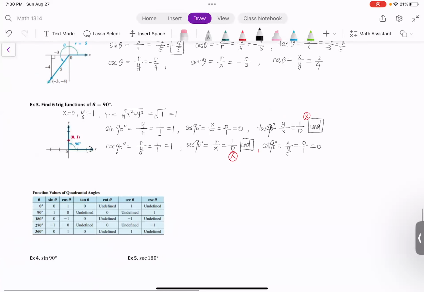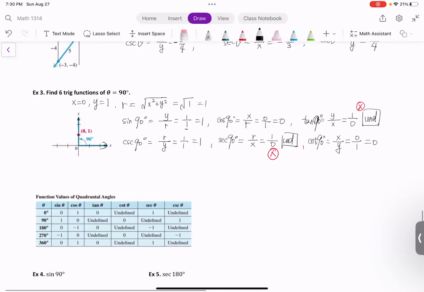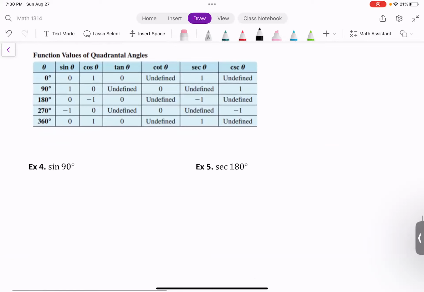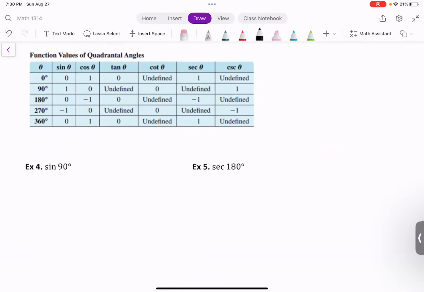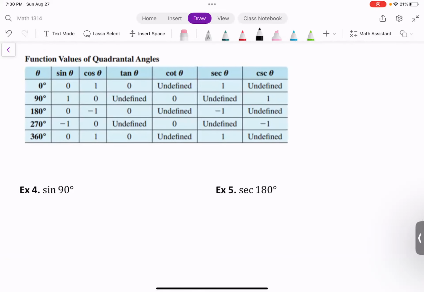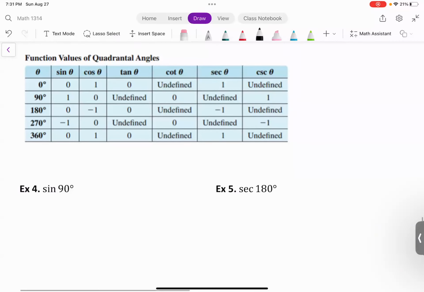We have two undefined values. So sometimes we may not have the value of some trig functions. All right, let's move on to the function values of quadrantal angles. This is a conclusion. It lists all the special values of the 6 trig functions. The special angles are 0, 90, 180, 270, 360 degrees. All of these points are on the terminal side. They are on the xy axis, maybe on the positive or negative xy axis.